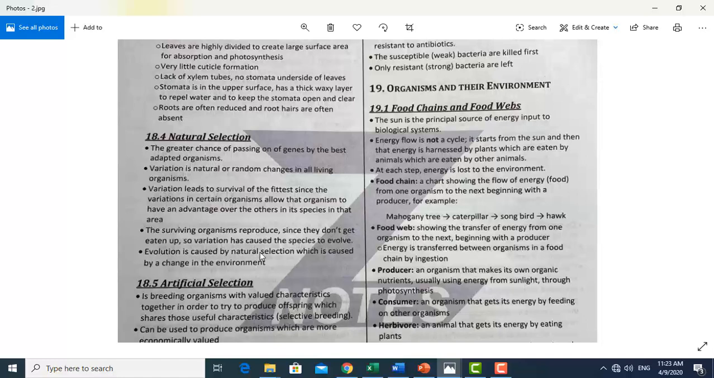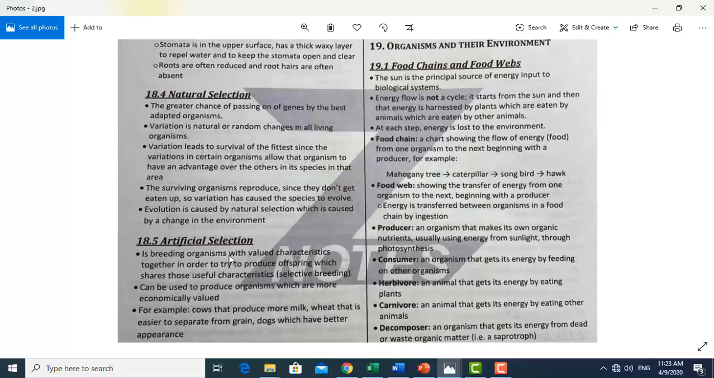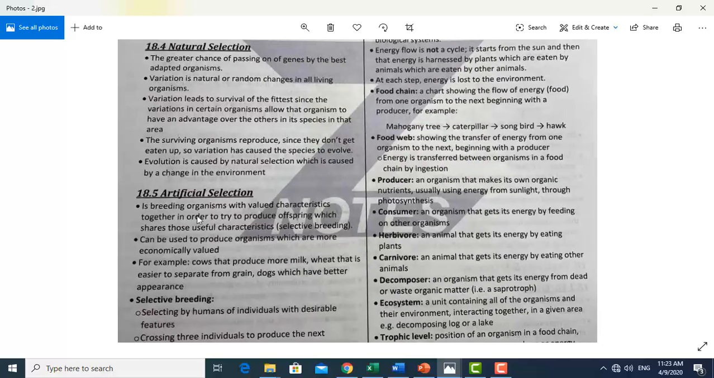Evolution is caused by natural selection, which is caused by a change in the environment. Artificial selection is breeding organisms with valued characteristics. More likely, if I want to improve the quality of milk, for example, or I want to improve the quality of some crops, I would here try to genetically change them.